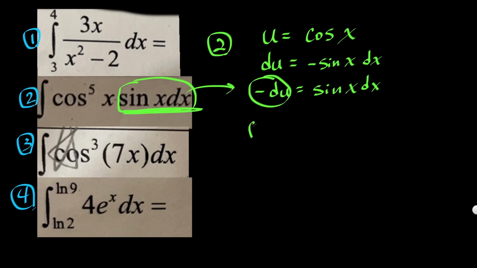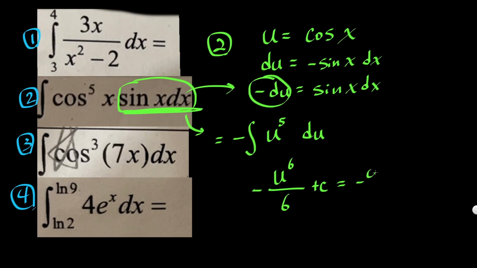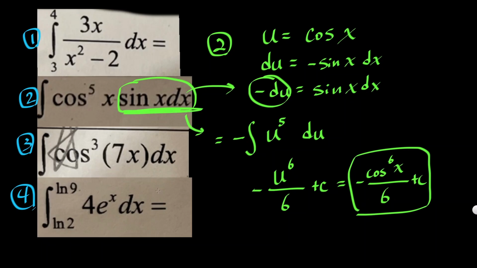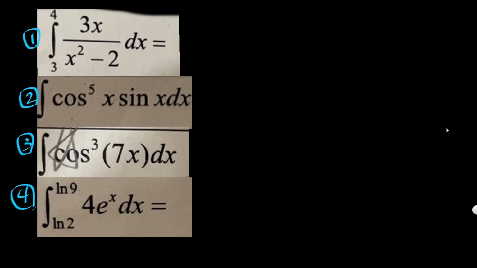So now let's substitute. So the integral of cosine x is u now to the 5th power, and then du, but it has to be negative, so I'm going to put negative in front. Okay, so that's what this is equal to now. Now all you got to do is integrate. So u to the 6 over 6, but you got negative here, plus c, and then just plug cosine x back in for u. So it's going to be negative cosine to the 6th power, everything over 6 plus c. So that will be number 2. Moving on to number 3 now.